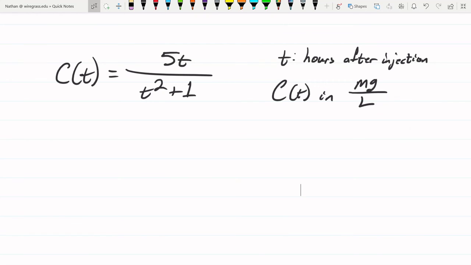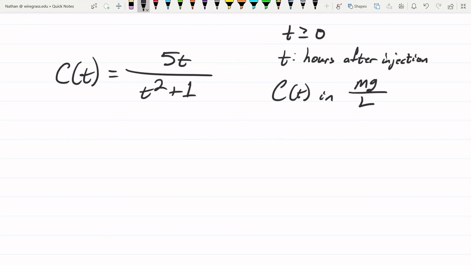A drug's concentration when it is injected into a person's bloodstream can be modeled using this rational function. C of t is the concentration in milligrams per liter, and t is the time in hours after the drug is injected. Because this is a physical application problem, t less than 0 doesn't make much sense because that's like going back in time. So we're only really looking at t greater than or equal to 0 here.